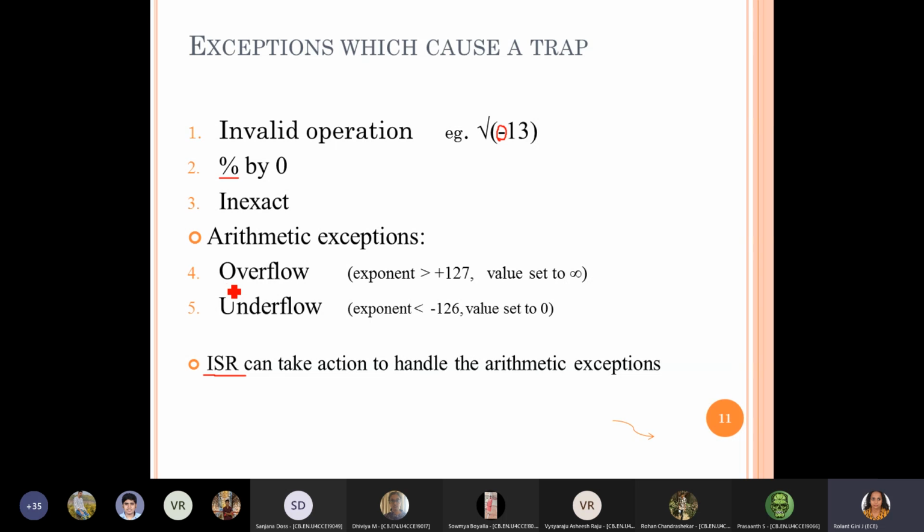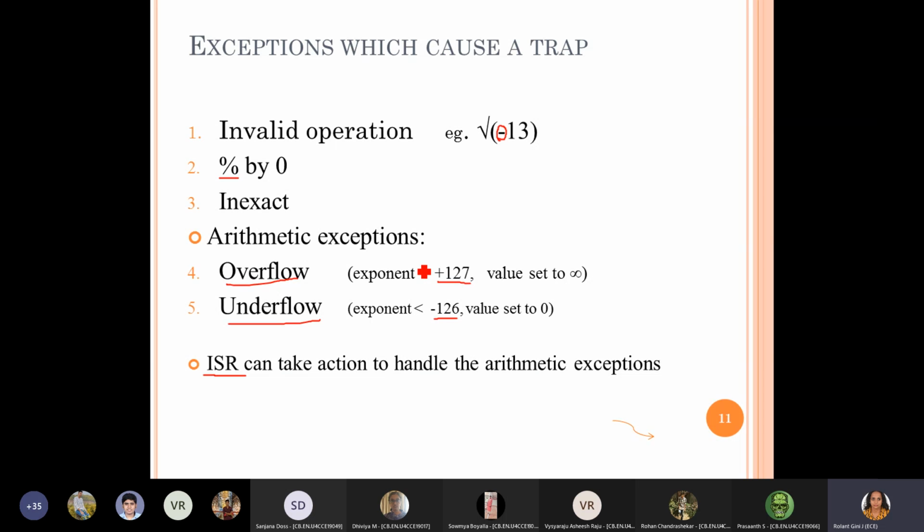Okay, and also we have to handle the arithmetic exceptions like overflow and underflow, right? Underflow is when the exponent value goes less than minus 126. We don't have the equivalent binary representation for that. Same way, when the exponent goes above plus 127 also, we don't have the facility to represent that number, right? With the available combinations, we will be able to express only within this range. Okay, so when it goes below or goes above this, you won't be able to do it.